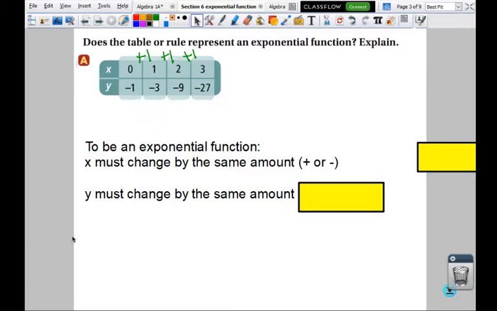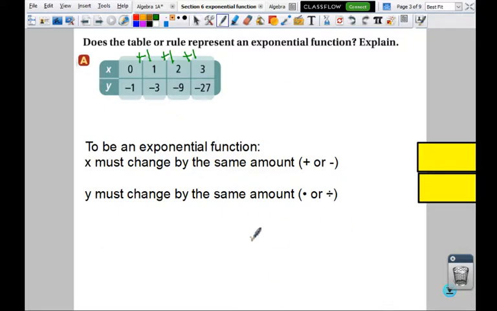To be exponential, my y's also must change by the same amount, but it's got to be a multiply or divide. So when it's exponential, it's plus or minus for my x's. When it's exponential, it's multiply or divide for my y's. So let's go through it. To go from negative 1 to my 3, what am I multiplying by? 3. Just 3, not negative 3. How about from 3 to 9, what do I multiply by? Regular 3. How about from 9 to 27? Regular 3.